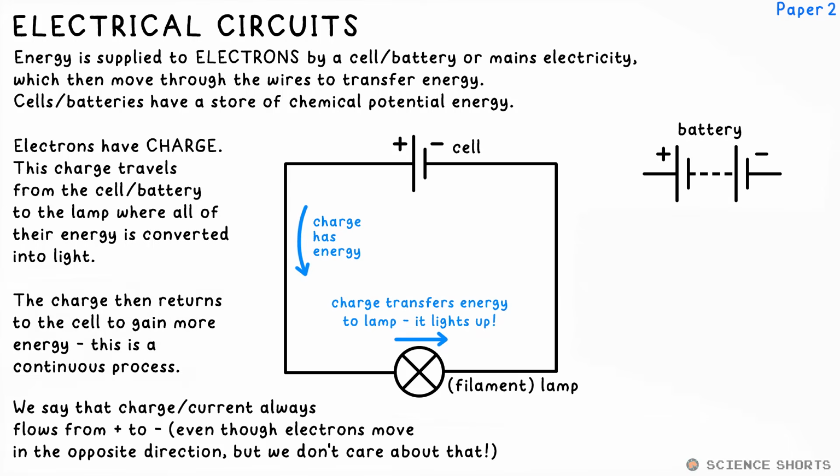But the electrons don't just disappear once they transfer all the energy to the bulb. As this is one big loop, these electrons are pushed back round to the battery by the ones behind them, where they're refilled with energy, ready for another trip round the circuit. This constant flow of electrons transferring energy is what keeps the light bulb on.